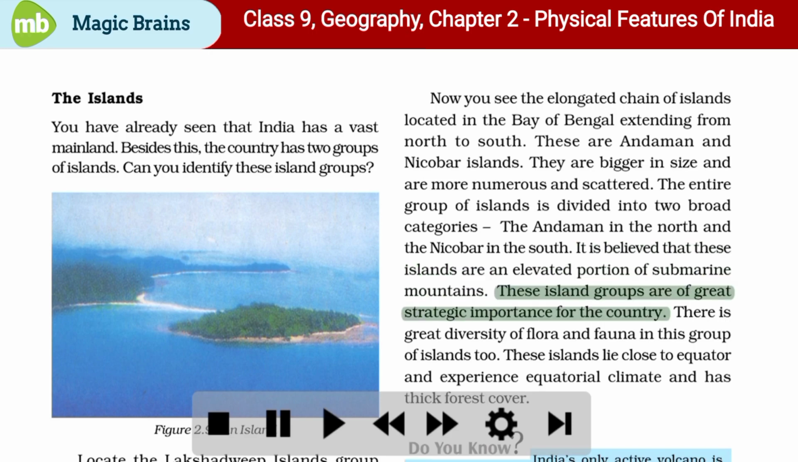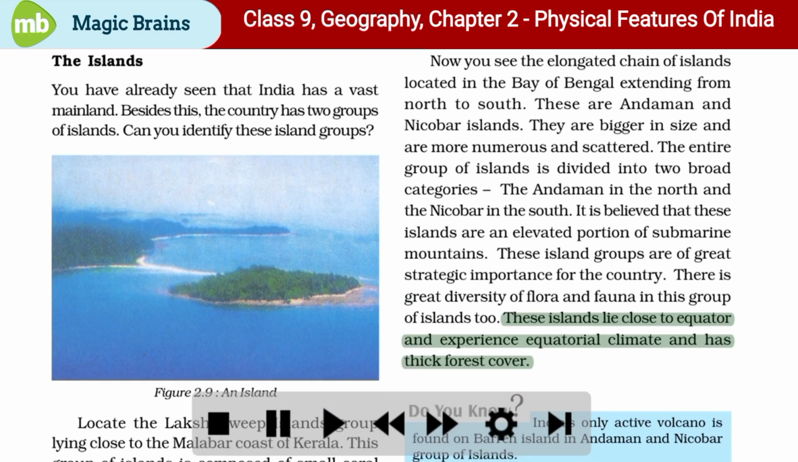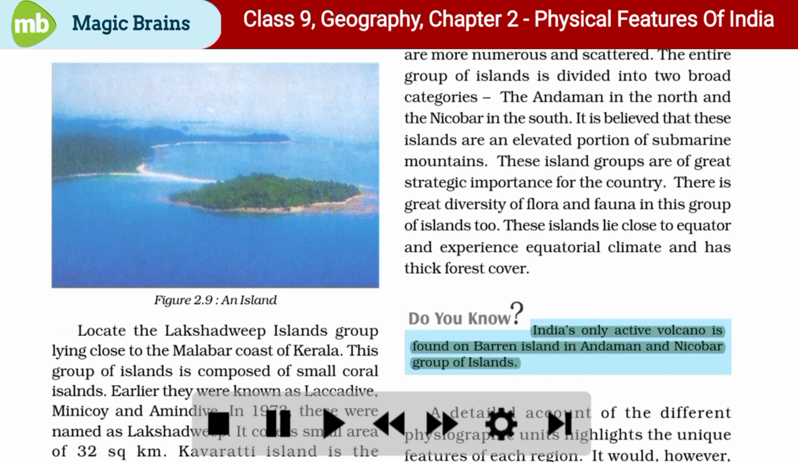These island groups are of great strategic importance for the country. There is great diversity of flora and fauna in this group of islands too. These islands lie close to the equator and experience equatorial climate and have thick forest cover. From the box. Do you know India's only active volcano is found on Barren Island in the Andaman and Nicobar group of islands?